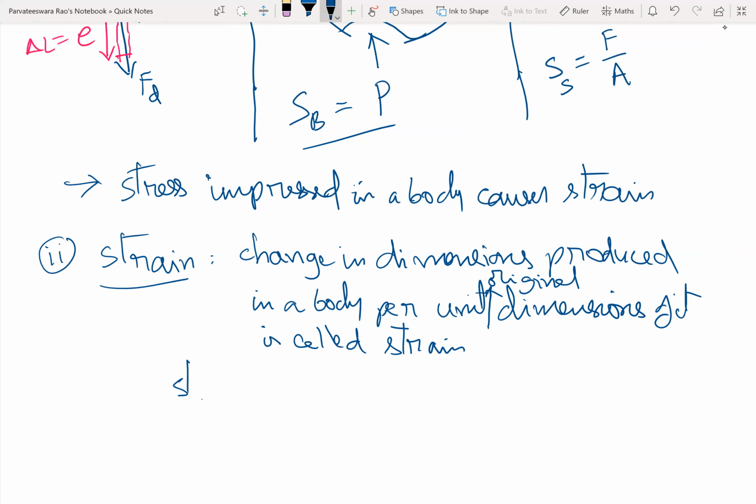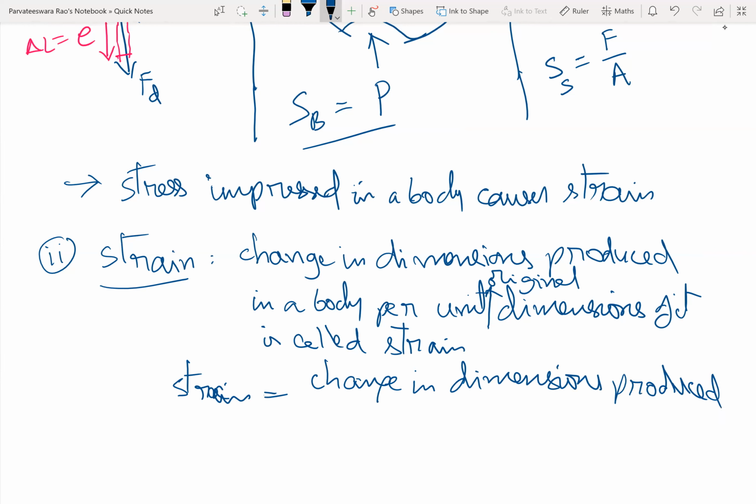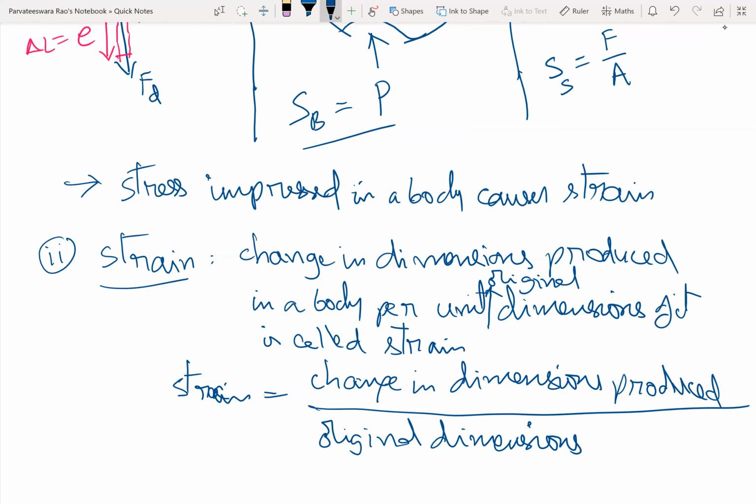So the formula for strain is change in dimensions, same words I am putting in formula, produced by the original dimensions of a body, original or actual dimensions of the body.